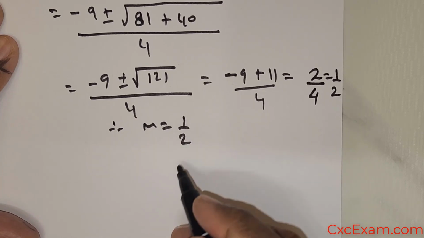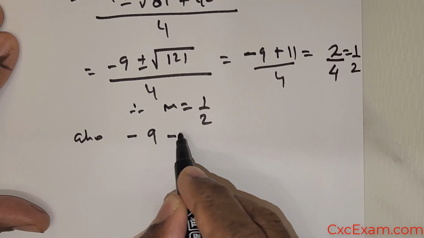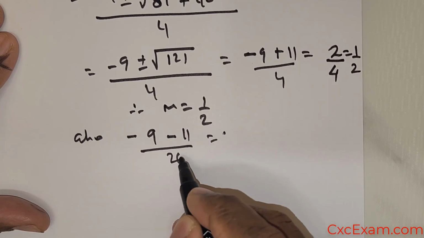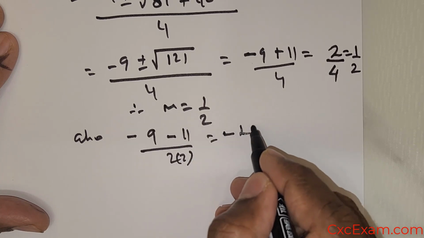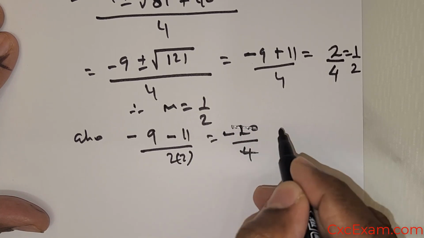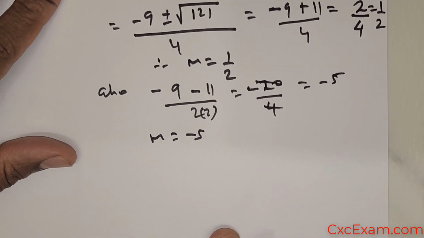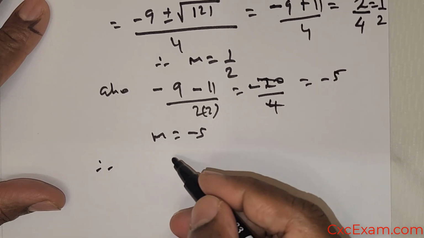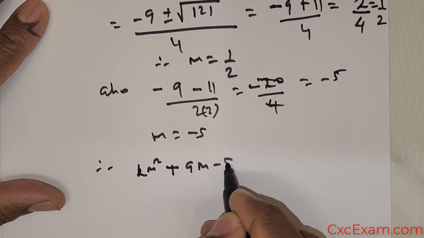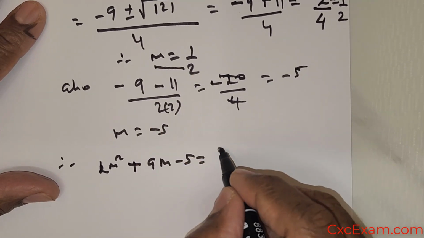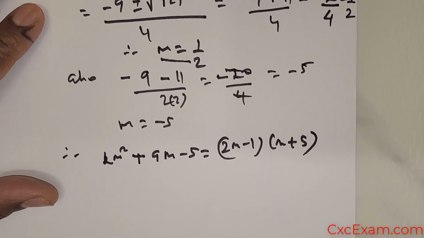Now this is the root, not a factor. You got one more also: negative 9 negative 11 divided by 2 into 2, 4. So this is negative 20 divided by 4. So this will give me negative 5. So m is equal to negative 5. Now you have to write it as a factor. So therefore how are you going to write it? 2 times m squared plus 9m negative 5 is equal to 2m negative 1, and this is going to be m positive 5.